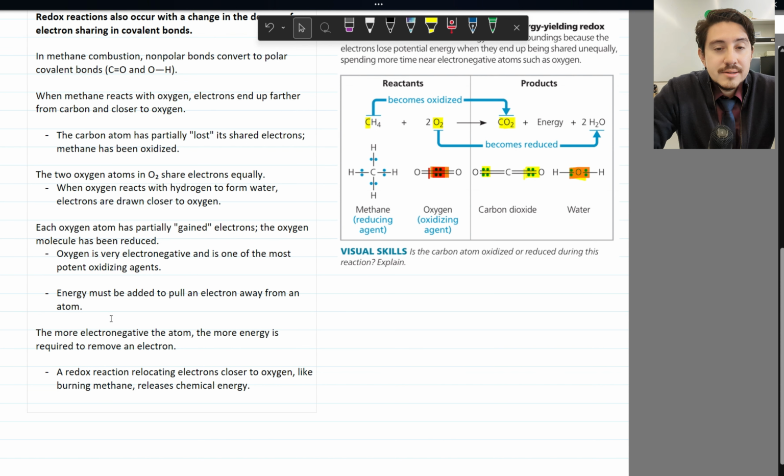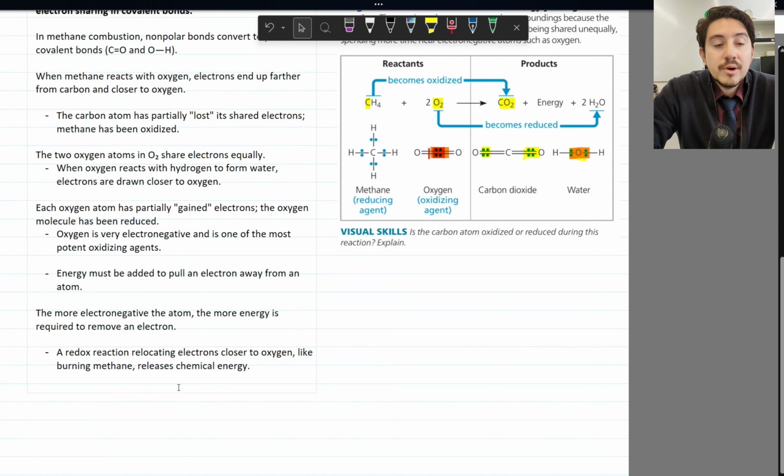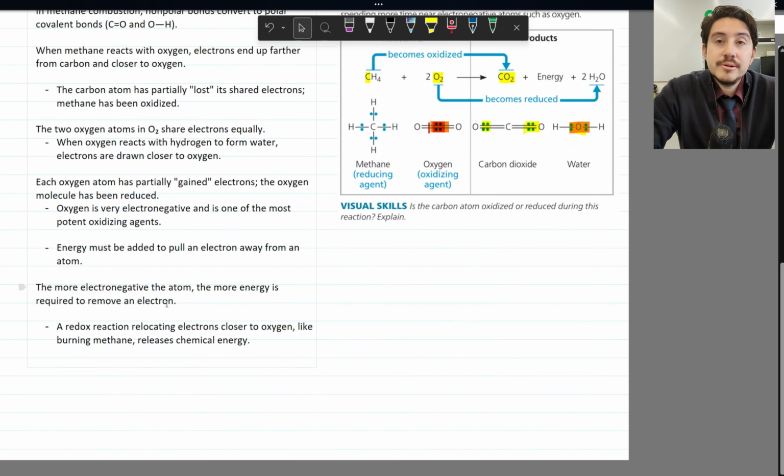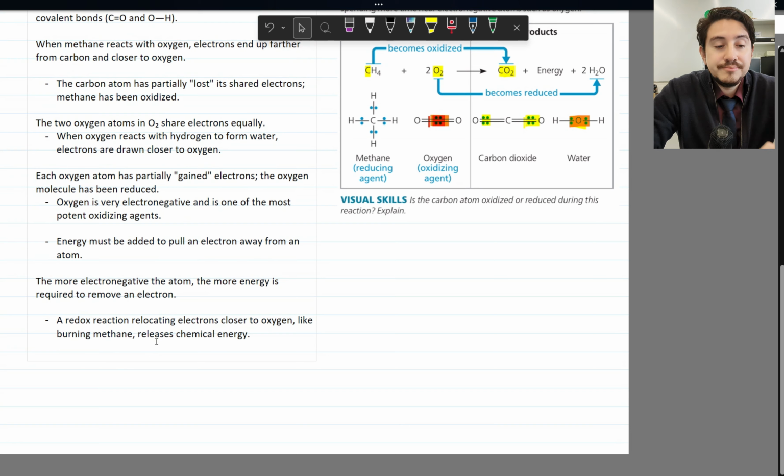Okay, and then in order for that to occur, and in order for electrons to move at all, you need to have some energy from somewhere. Right, so energy must be added to pull an electron away from an atom. And so there's always a play of energy within these redox reactions. Okay, again, energy doesn't come spontaneously. So the more electronegative the atom, the more energy is required to remove that electron.